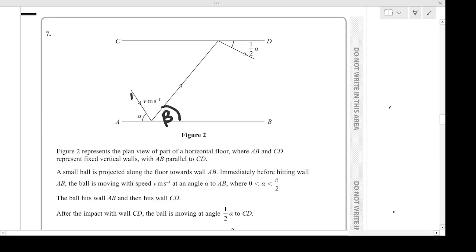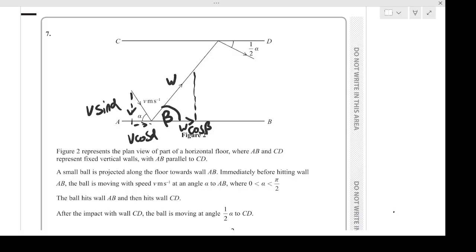Then if I do the components like this, and also let's call the speed afterwards W, right? So if I do the components here, that's going to be V sine alpha. It's opposite the angle, so it's sine. And then parallel along the floor, it's going to be V cos alpha. And then afterwards, we're going to go along by W cos beta, and then upwards by W sine beta. Okay, hopefully happy with the components.